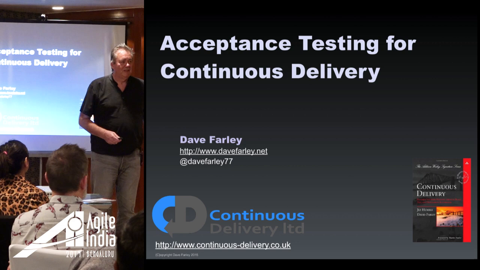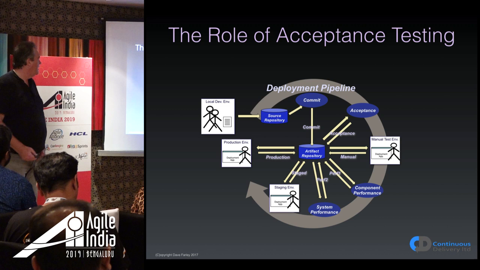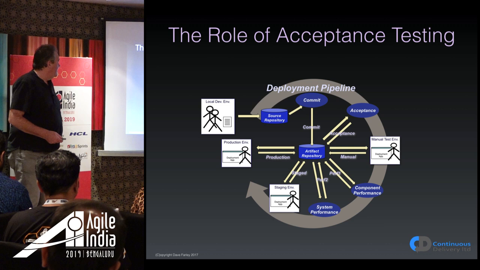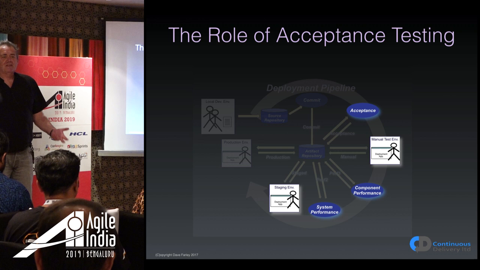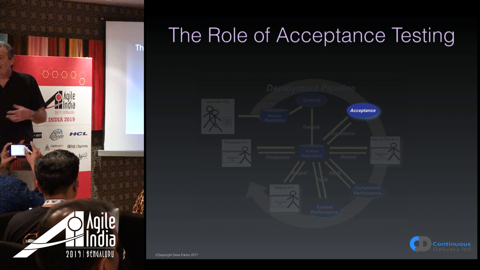So we're talking about acceptance testing for continuous delivery. This is the schematic that I tend to use for a deployment pipeline that shows some of the common stages in a deployment pipeline. And I think it's reasonable to say that anything after the commit stage you can think of as representing some form of acceptance testing. But what I'm talking about specifically are these tests. And I'm going to talk a little bit about what I mean, how we define those sorts of tests.